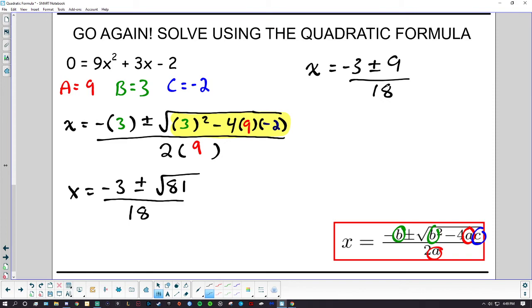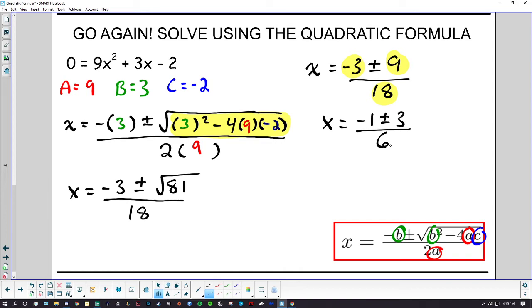Okay? Now let's ask ourselves, what can I divide out of all three numbers? What can I take anything out of negative 3, 9, and 18? You're right, I can take out a 3. Let's divide them all by 3. Negative 3 divided by 3 is negative 1. 9 divided by 3 is 3. 18 divided by 3 is 6.